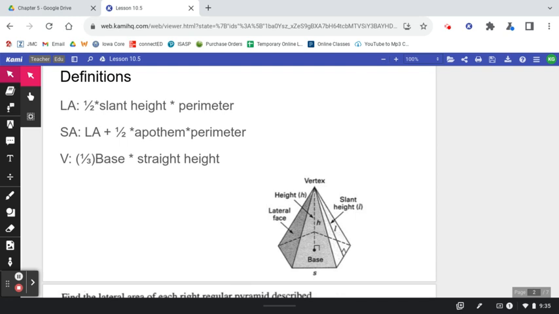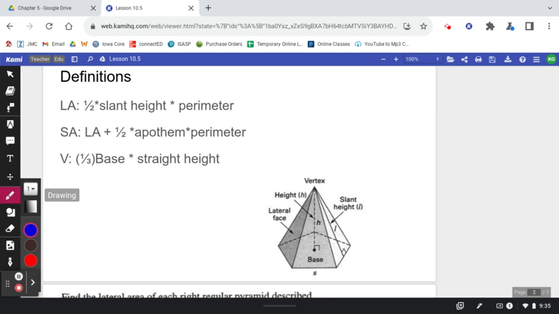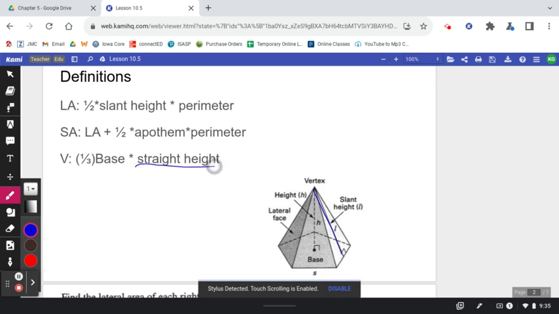Notice in my picture the difference between the slant height, which is the height going down the side or one of the faces of the pyramid here, and the straight height, which we're going to need for our volume formula, which is going down the center from the top of the vertex down to the center of the base.